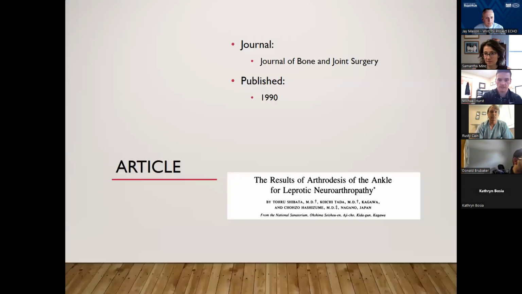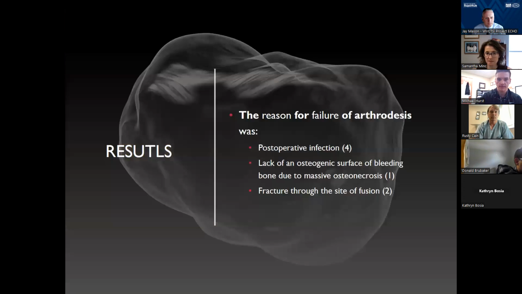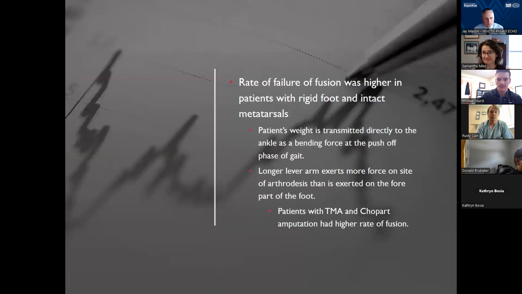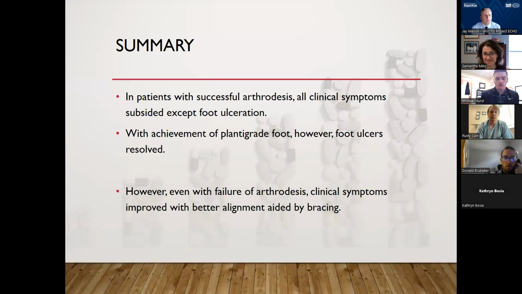If anyone has any questions, I also had this available, but this is a description throughout of Shibata's article in terms of a stage 0 Charcot, which is most likely what you'd be seeing, but it's usually a red hot swollen foot without x-ray changes.